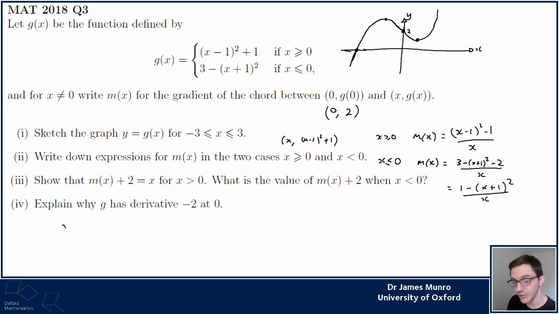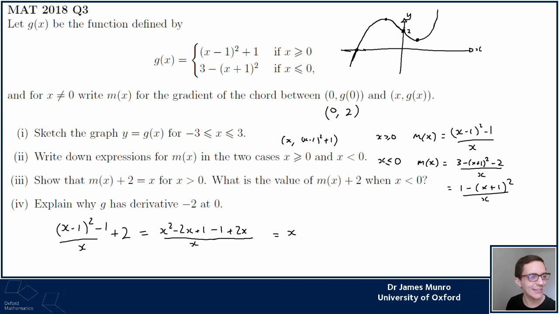So over there, I've got an expression for m of x, and I want to add 2 to it. Well, that's going to be x squared minus 2x plus 1 minus 1 over x. If I bring in this 2, then I want to add on 2x to the top up here, and fantastically, the 2x's cancel, the 1's cancel, I'm left with x squared over x, which is x. Hooray! Okay, m of x plus 2 is equal to x.